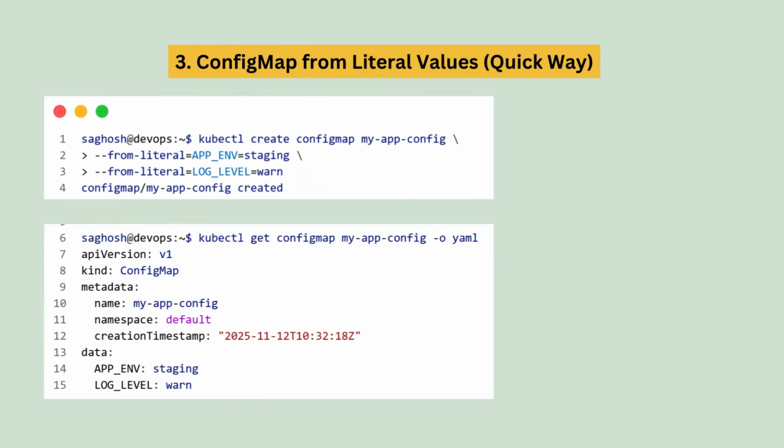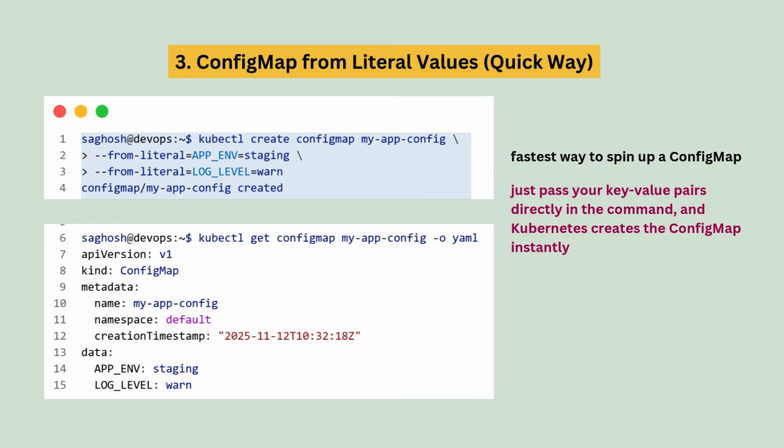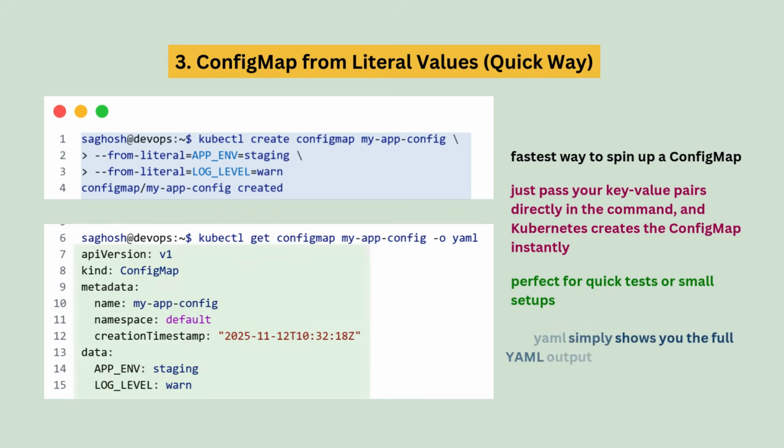Next, let's create the config map from literal values. These are the commands for that. This method is the fastest way to spin up a config map right from your terminal. No YAML is needed. You just pass your key value pairs directly in the command, and Kubernetes creates the config map instantly. It's perfect for quick tests or small setups where you don't need a full YAML file yet. And again, the second command with -o yaml simply shows you the full YAML output.